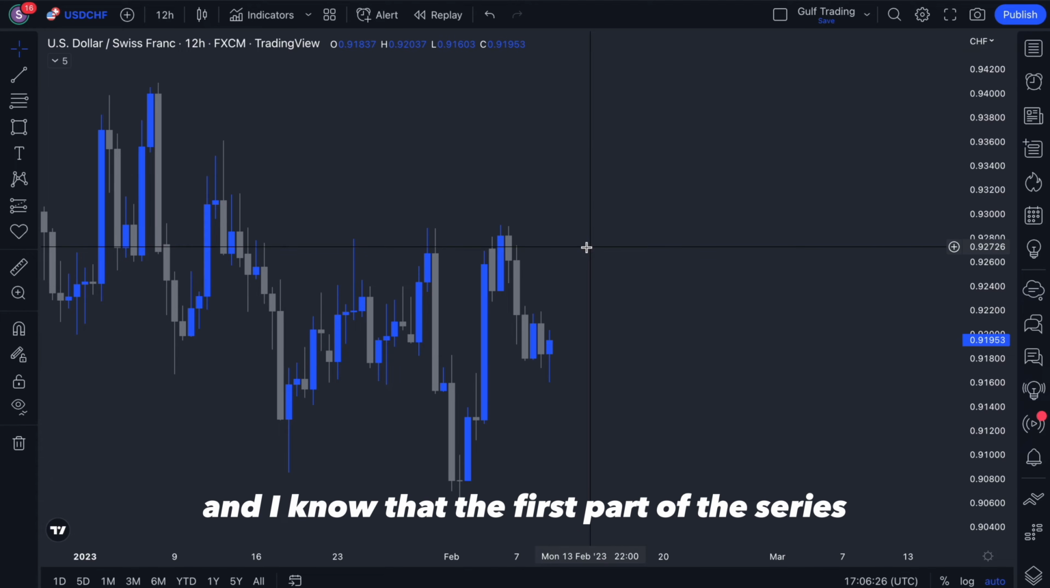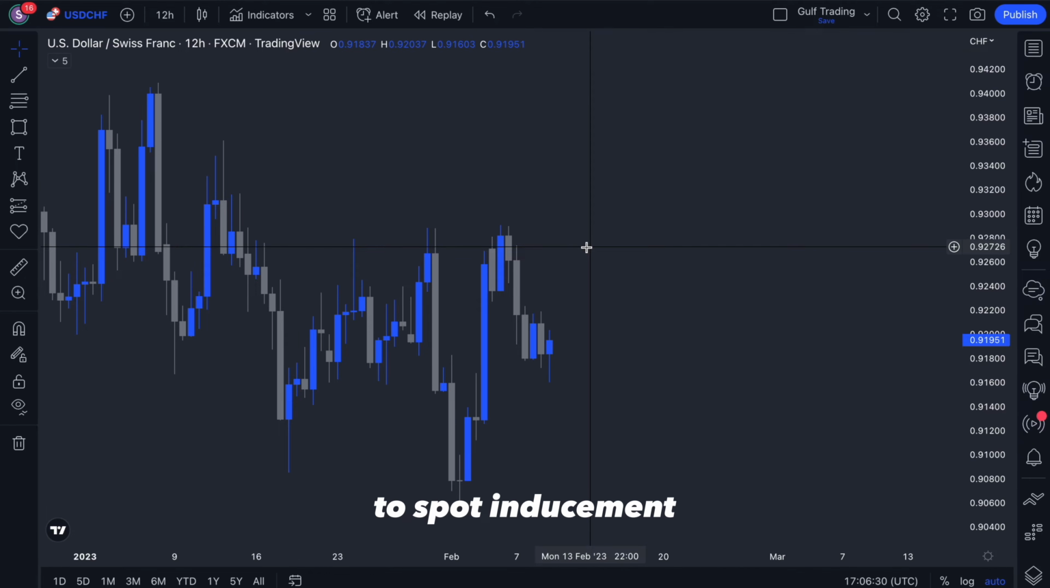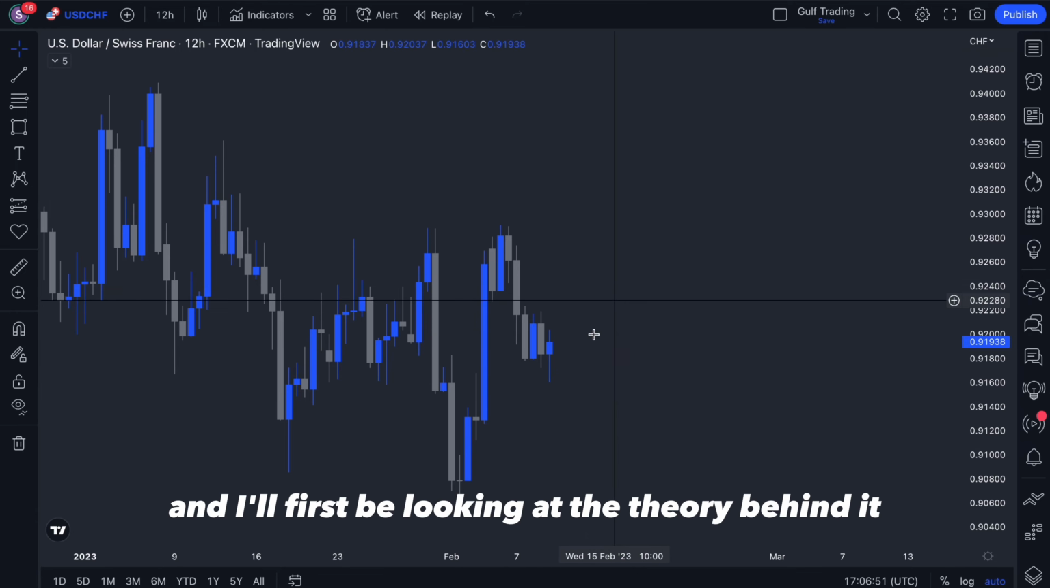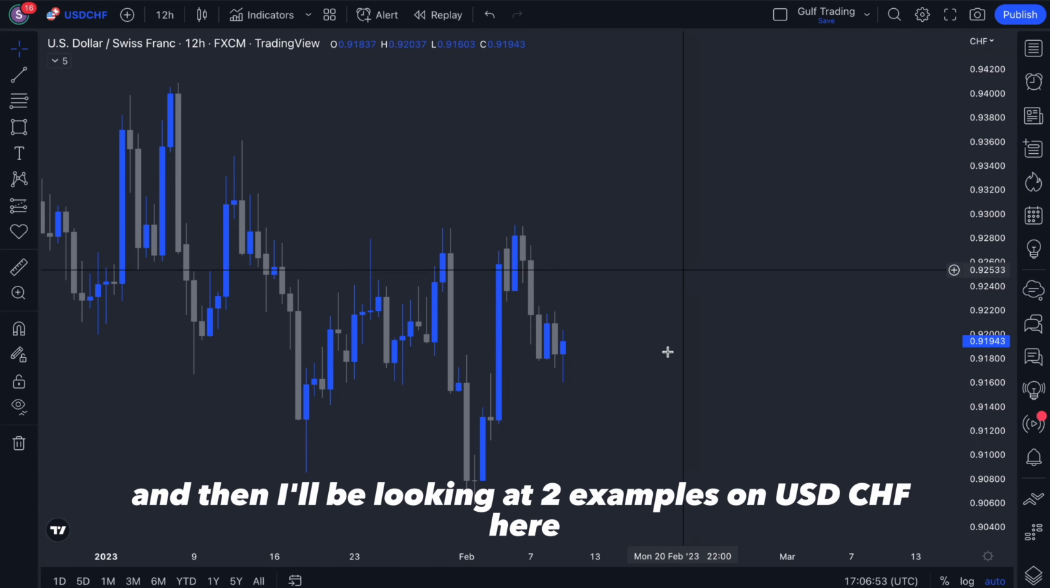And I know that the first part of the series was also on liquidity, but that was more looking for liquidity to spot inducement. And here we're going to be looking for liquidity at the start of moves to give us some confirmation that the trend is going to continue. And I'll first be looking at the theory behind it, and then I'll be looking at two examples on USD CHF here that I looked at.